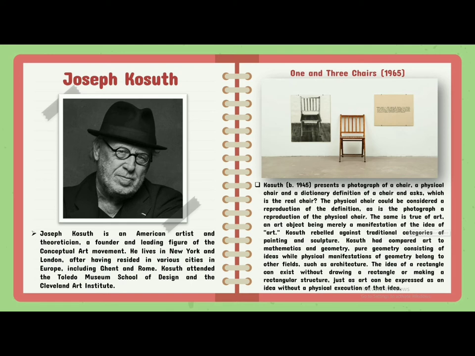One of the famous artworks of Kosuth is One and Three Chairs in 1965. As we can see in his artwork, Kosuth presents a photograph of a chair, a physical chair, and a dictionary definition of a chair and asks, which is the real chair? The physical chair could be considered a reproduction of the definition, as is the photograph a reproduction of the physical chair. The same is true of art, an art object being merely a manifestation of the idea of art.